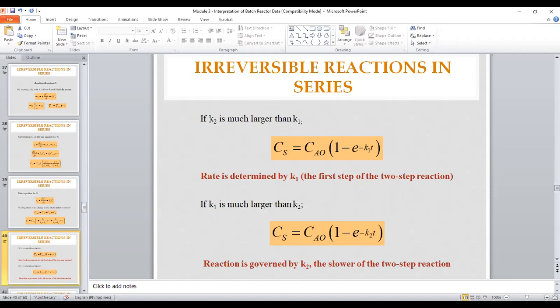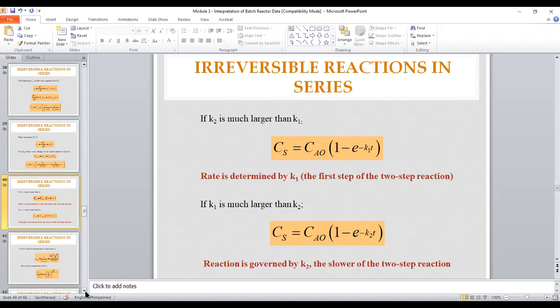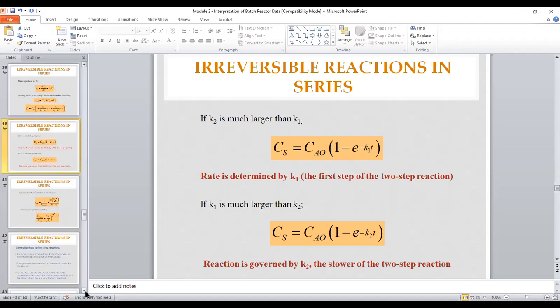So since K2 is larger here, the concentration of the final product is dependent on the slowest step, which is, of course, the first step. Since K1 here is larger, then K2 must be slower than K1, and our final concentration for S will be dependent on this particular step. So this is anchored upon that fundamental principle of the rate determining step, the slowest step in your series of reactions.